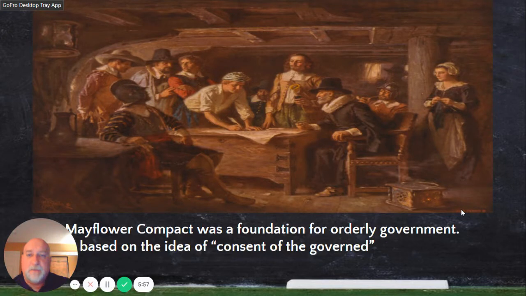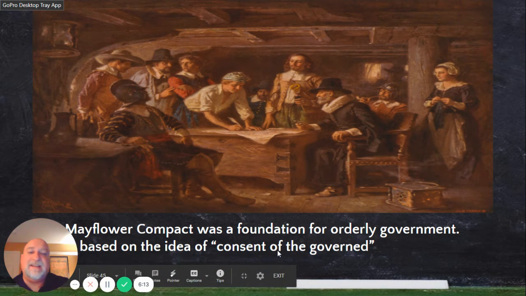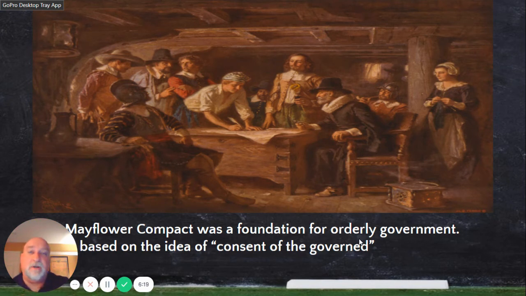And very simply, the Mayflower Compact is a blueprint or a foundation for orderly representative government. It's really based on the idea of, and this is the important piece, consent of the governed. Consent of the governed. That means you can't make laws without the permission of the people. You can't make laws without the people having a voice.